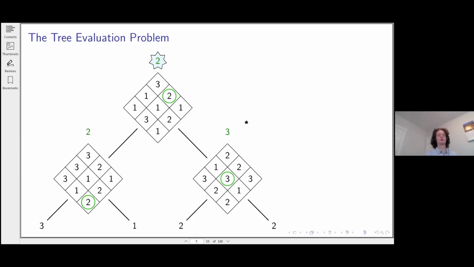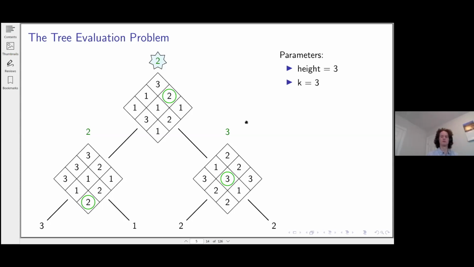Or if you want to study a decision version of this problem, you can say the final output is true if that root value is equal to some special value, like 1. So this problem has 2 parameters. There's the height of the tree, which is 3 in this case. And there's also an alphabet size k, and that's also 3 in this case, which means every number that appears on the tree is between 1 and 3.